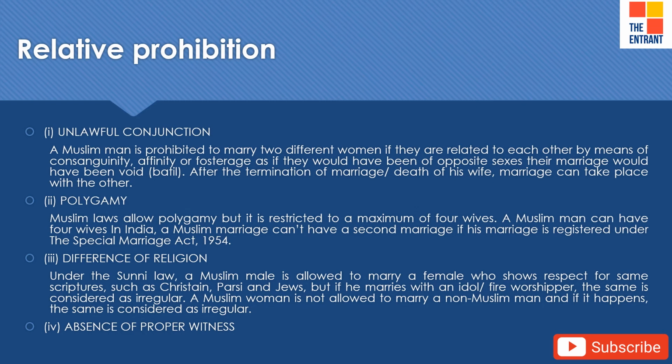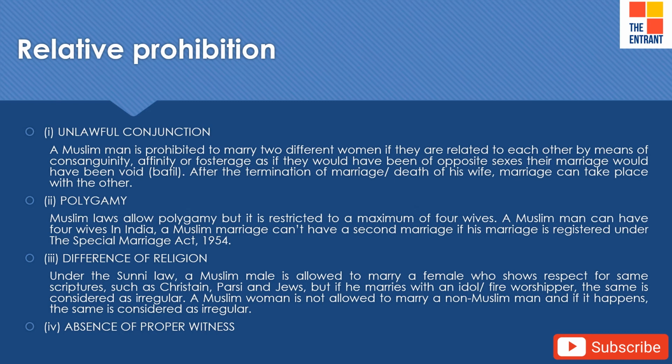The first relative prohibition is unlawful conjunction. A Muslim man is prohibited to marry two different women if they are related to each other by means of consanguinity, affinity, or fosterage, as if they would have been of opposite sexes, their marriage would have been void. After the termination of marriage or death of his wife, marriage can take place with the other.